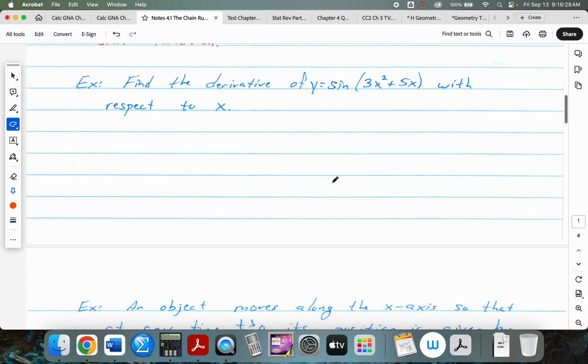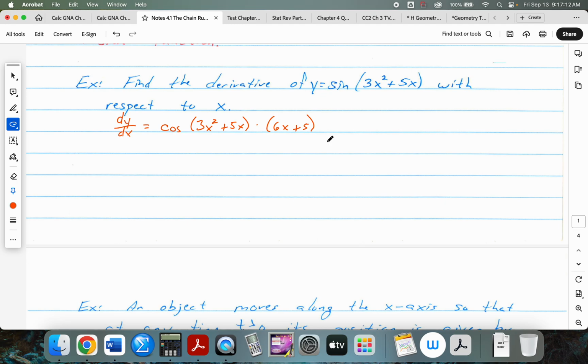So let's find the derivative of y is equal to sine of (3x squared plus 5x) with respect to x. So dy/dx is going to be equal to the derivative of sine, which is cosine. So we'll take the derivative of the outside function and we will leave the inside function alone, times the derivative of the inside function, which is 6x plus 5.